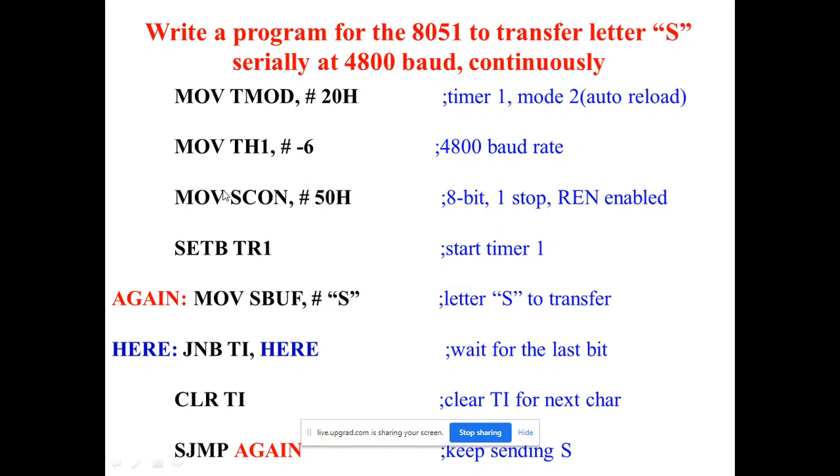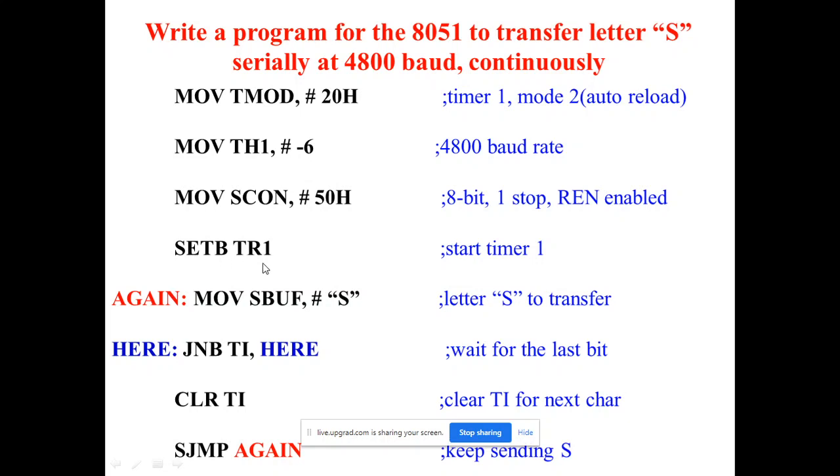Next is the third step. You are placing the proper number into the SCON register to control serial communication. That is 50H, which means 8-bit data, one stop bit, and reception enabled. You can write 40H also, no issue. Now the fourth step: start the timer with the help of SETB TR1. I am just converting the algorithm step by step into code.